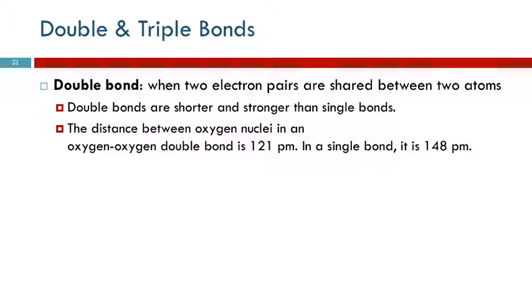I'm not going to quiz you on this or anything, but in an oxygen-oxygen double bond, the distance between the nuclei is 121 picometers. In a single bond, it's 148 picometers. So when you increase the number of electrons that are shared, the atoms get pulled closer and closer together.